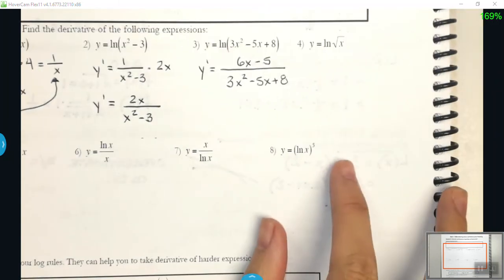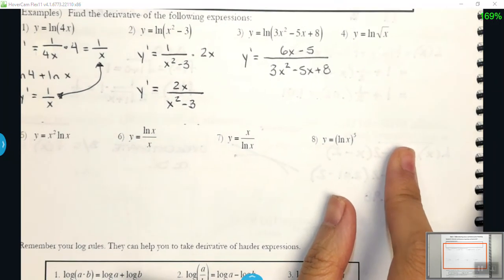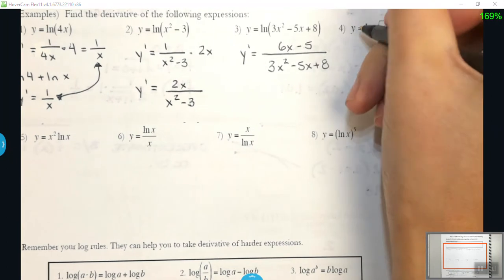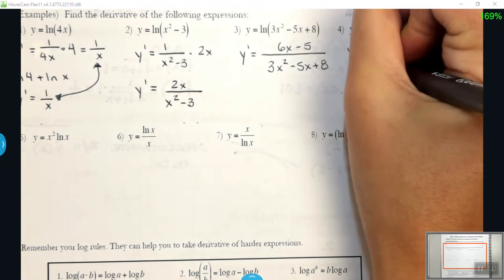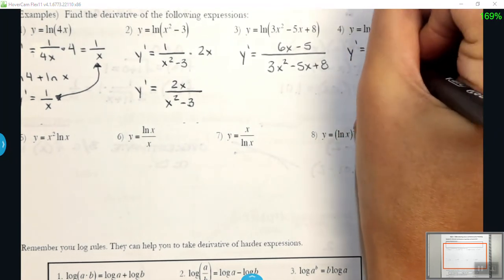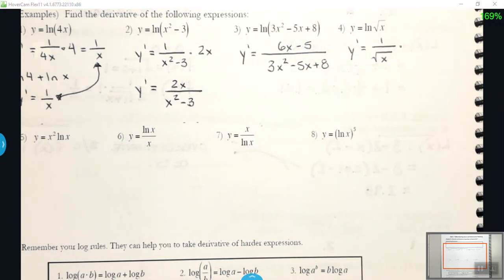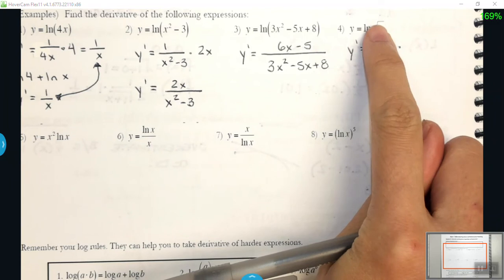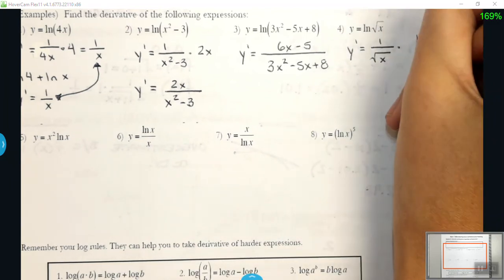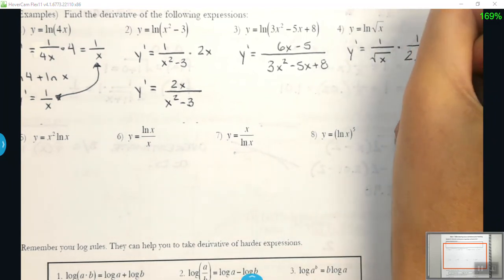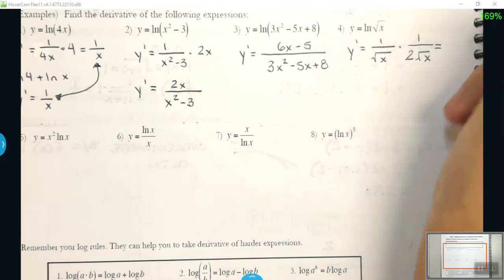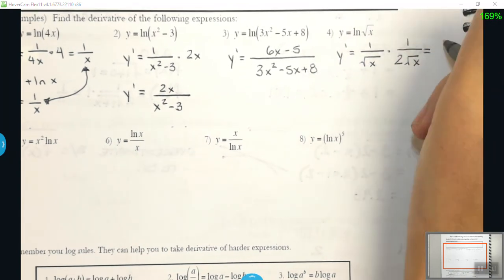Okay, number four. Natural log square root x. So the derivative would be 1 over square root x times the derivative of square root x, which is 1 over 2 root x, and that simplifies to 1 over 2x.